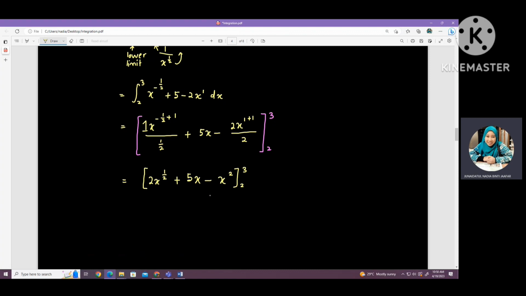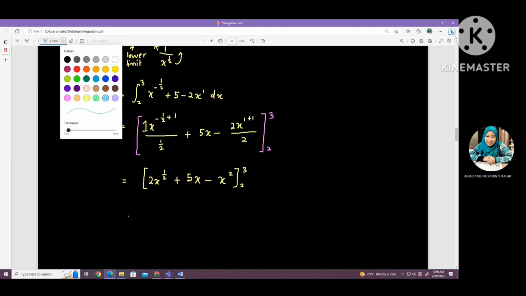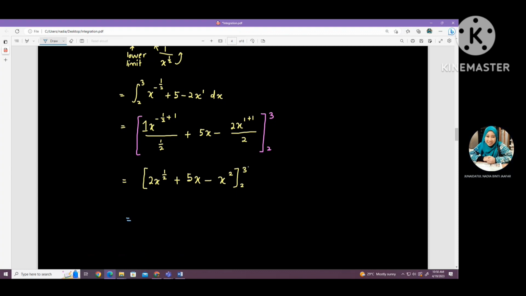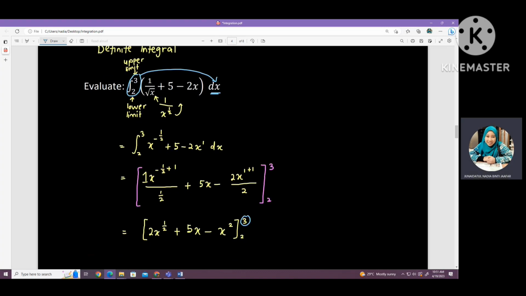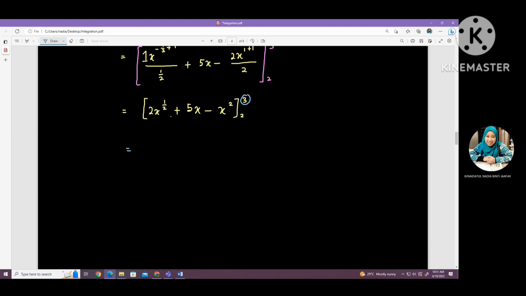Okay, now for the next step of the definite integral, we must substitute the value of the limit. The first one, you must substitute the value of the upper limit first. The limits here, 2 and 3, are for the variable x. We look at what is the variable that we integrate. So we integrate with respect to x. That means the limit given here is for variable x. So now we substitute the limit into all the x in the function here. So we have 2 times 3, substituting the upper limit first, to the power of 1 over 2, and then plus 5 times 3 minus 3 squared. This is for the upper limit.